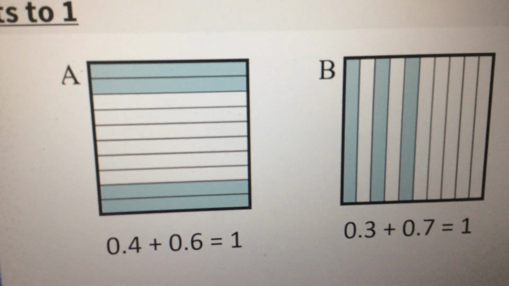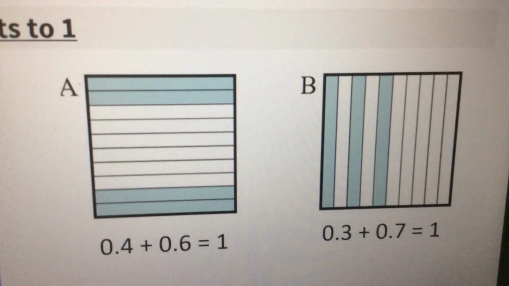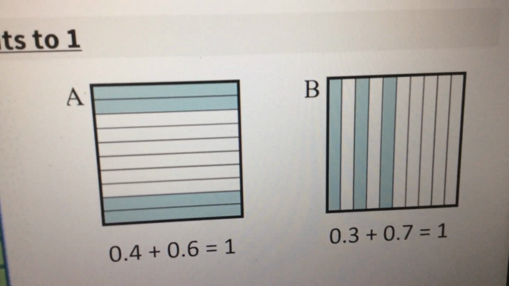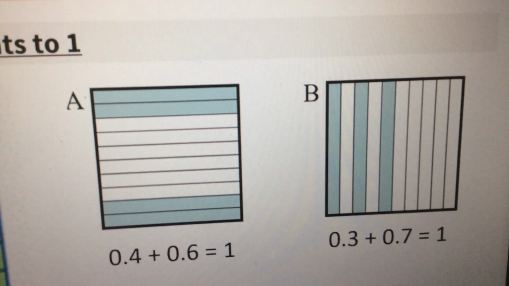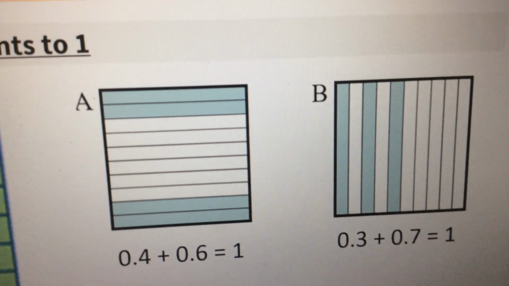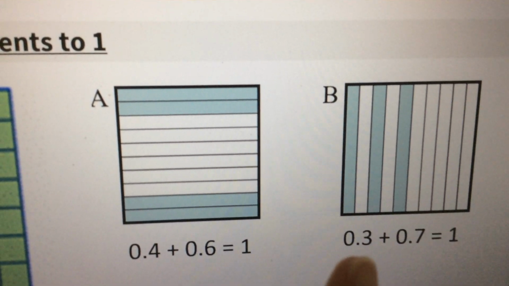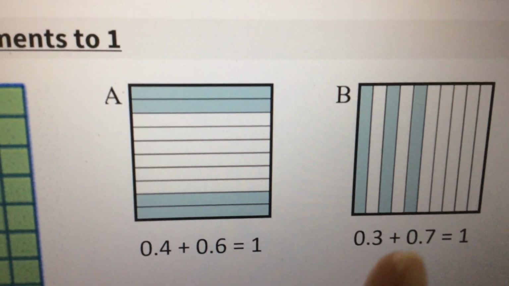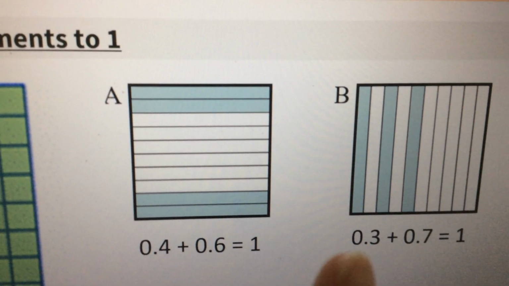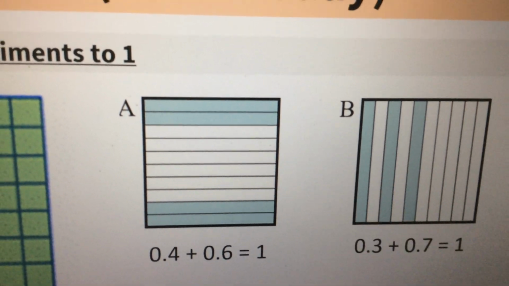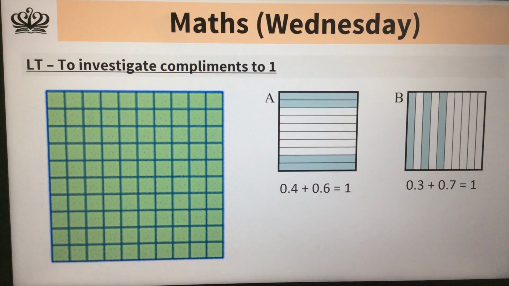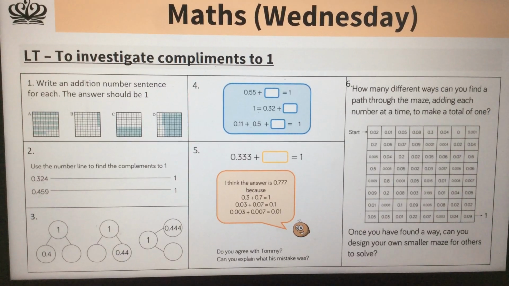Let's look at the second one. The blue bits, we've got it divided into 10 again, so each of those columns is 1/10. The blue shaded bits, we've got 3, so that's 3/10. And there are 7 white columns, so that's 7/10. Altogether that will make one complete square. I hope that pictorial representation helps you there.